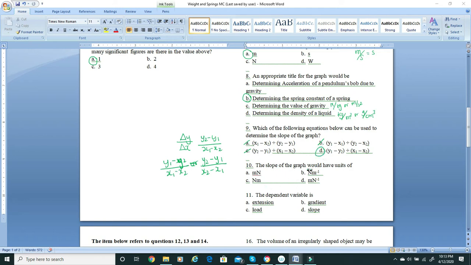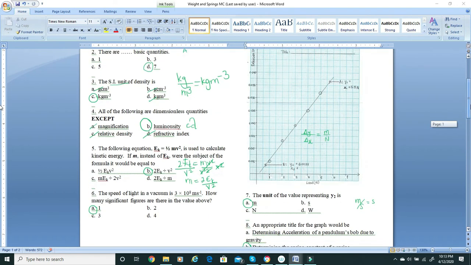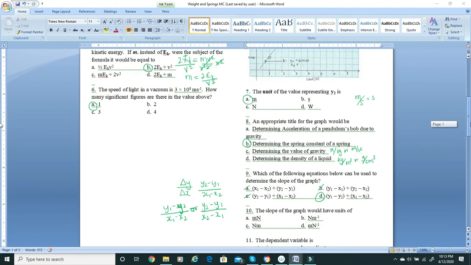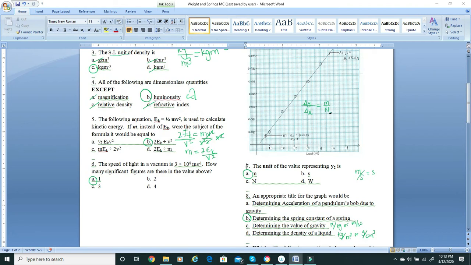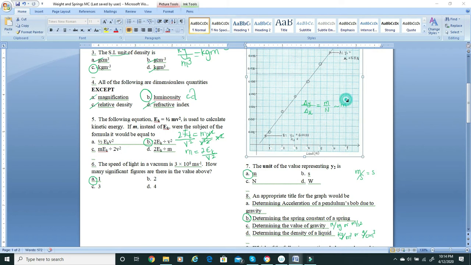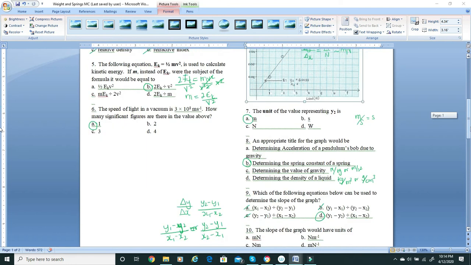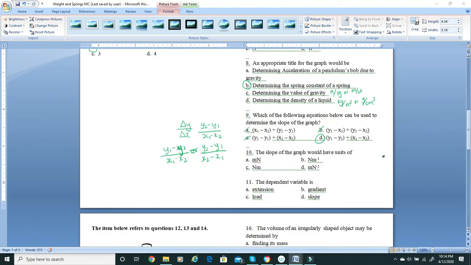The slope of the graph would have units of meters per newton, correct. So this is also meters, and then you have newton to the power of minus 1. So meters per newton, and that will give us D. So that's the answer for 10. 10 is D. Now the dependent variable is, let's look at the graph.